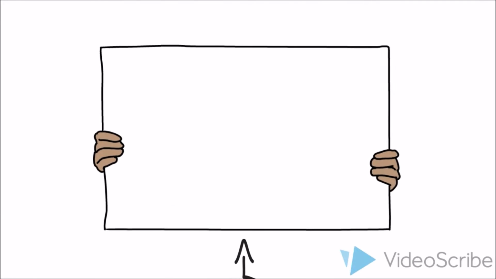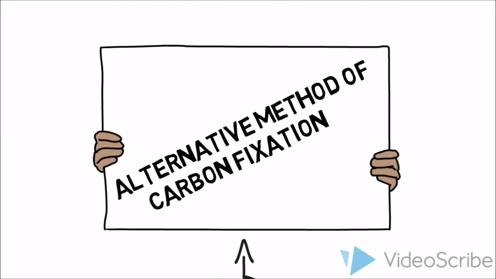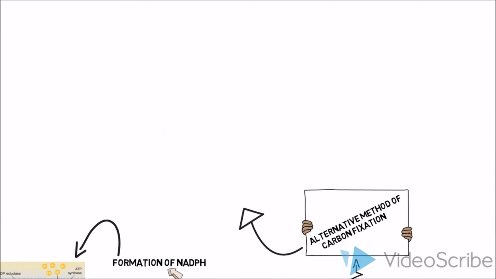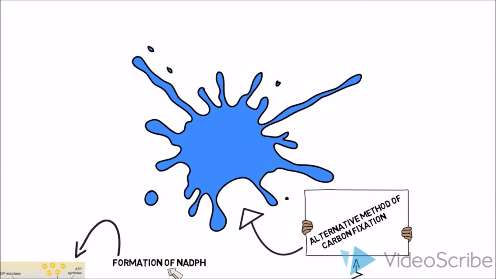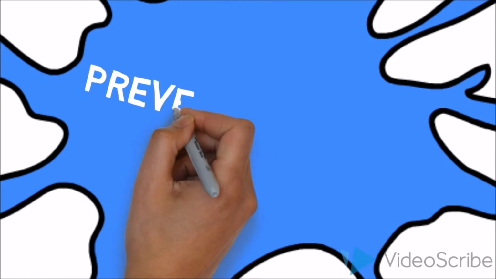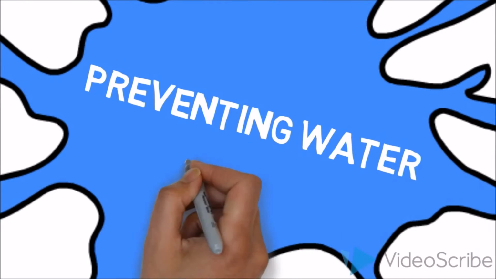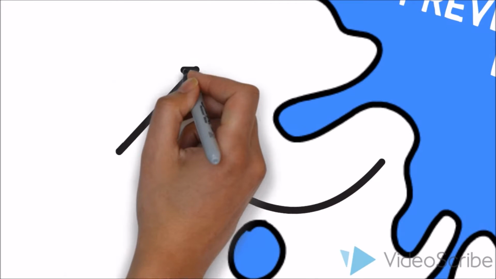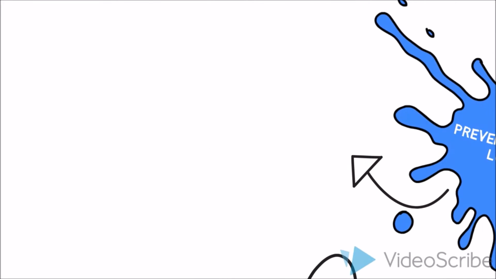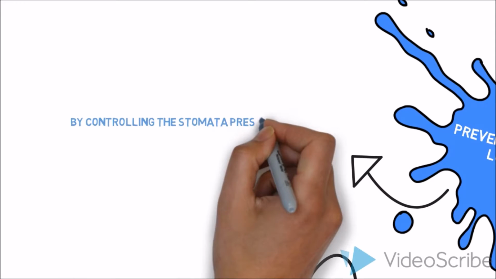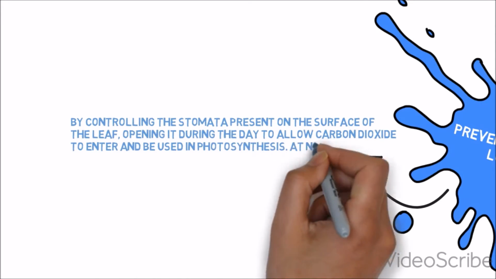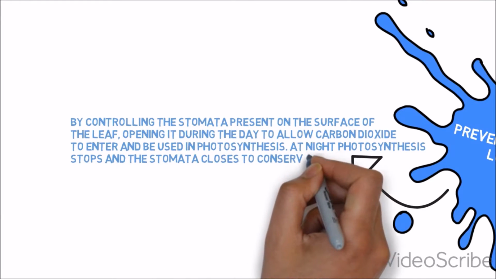Alright, now for alternative methods of carbon fixation. To start things off, we can look at the prevention of water loss. Now this can be done through the stomata of the leaves. Simply controlling the opening and closing of the stomata according to the time of the day can prevent water loss.